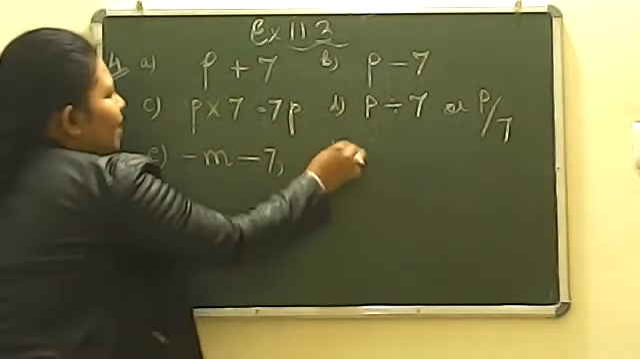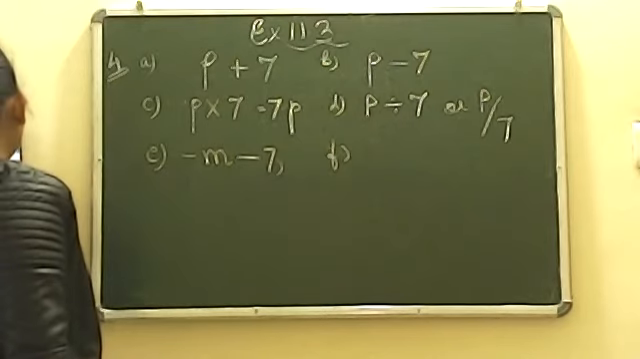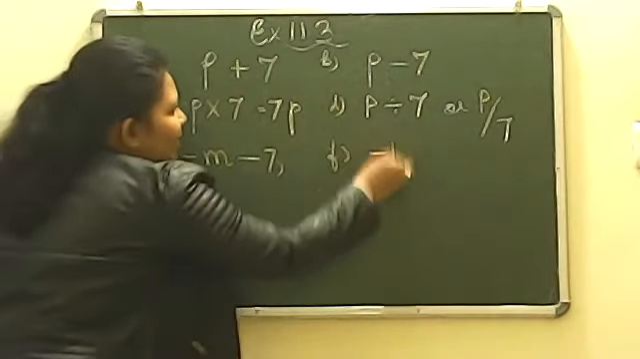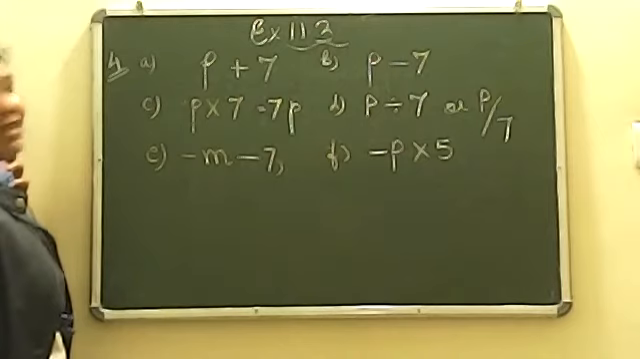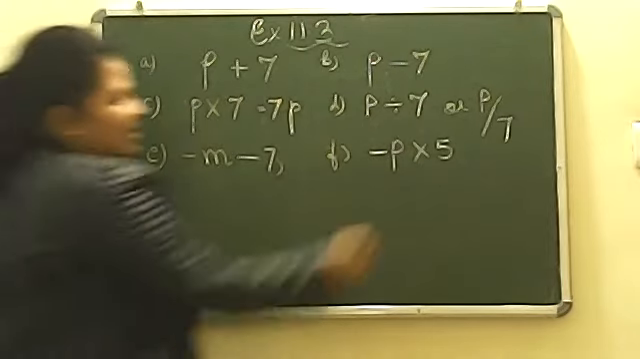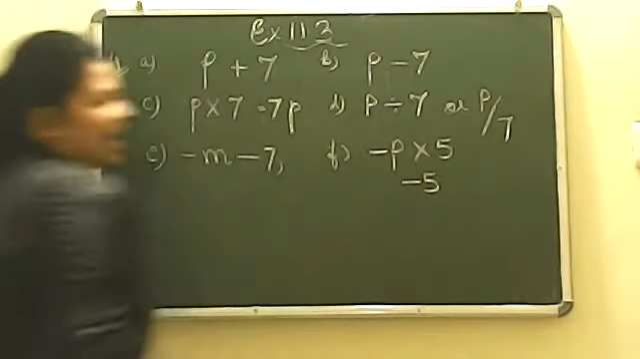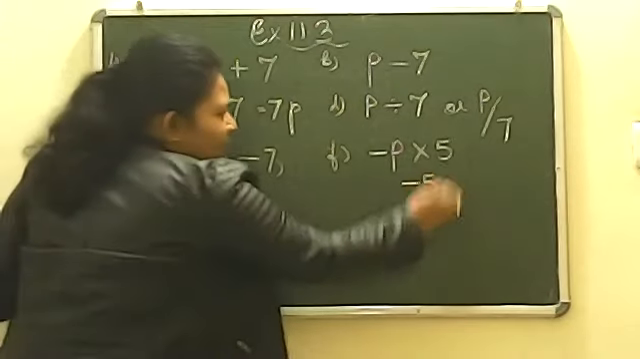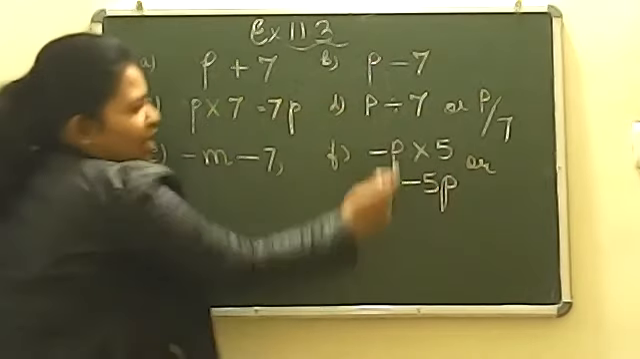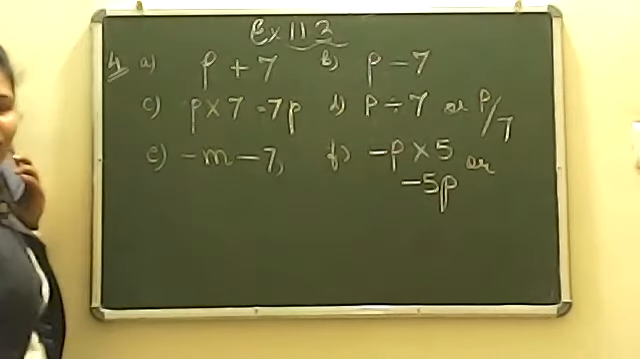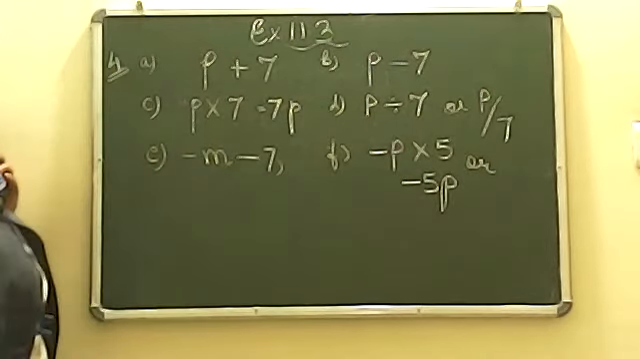Now question number F. Question number F is minus P multiplied by 5. Minus P multiplied by 5. Now remember, in this case, beta, first of all we will write down the sign. Then we will write down the number. Number is 5. And at the last, we will write down the variable. So your answer would be minus 5P. If you write minus P into 5, then also your answer is right. And if you are writing minus 5P, then also your answer is totally right.